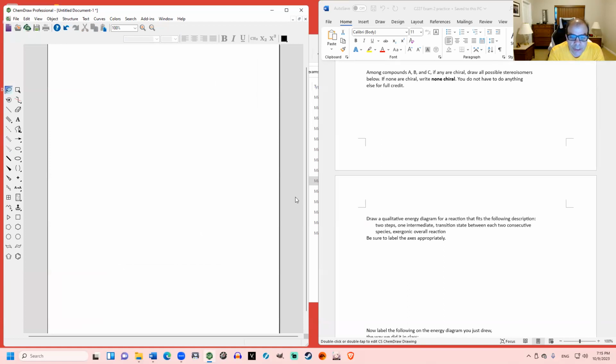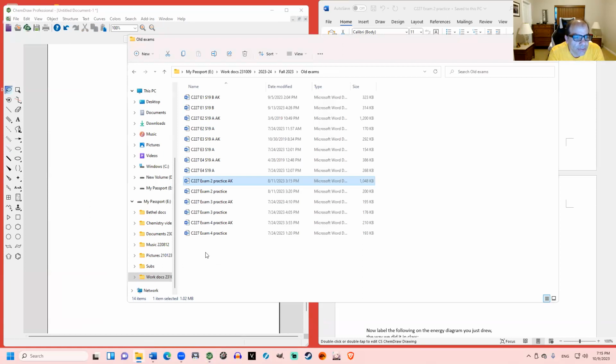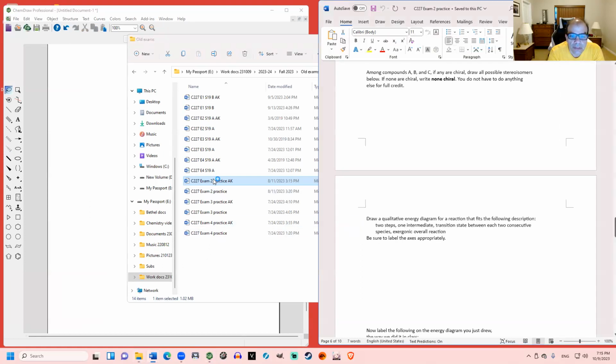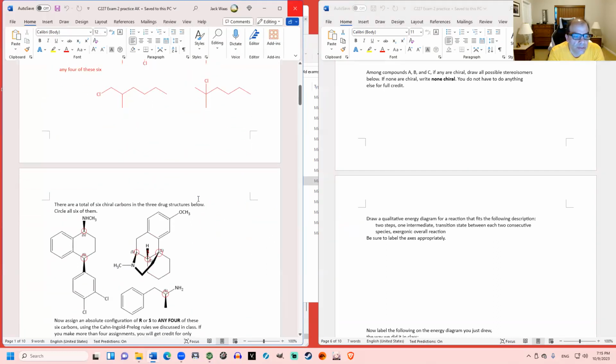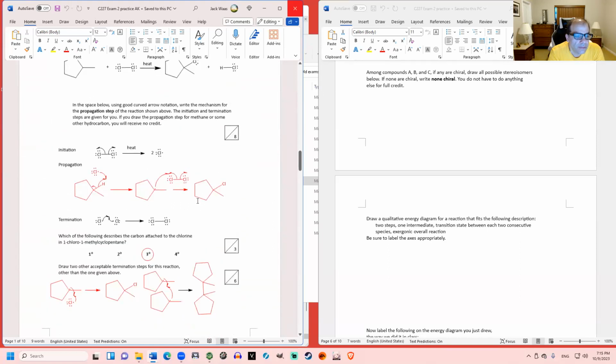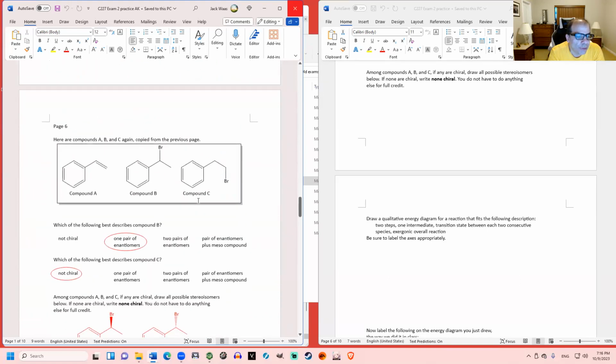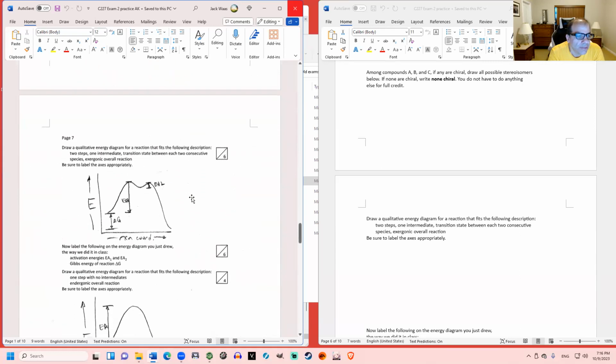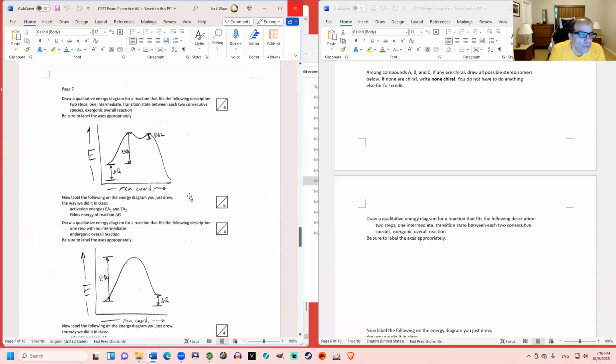Well, drawing energy diagrams in ChemDraw is very difficult. So I think I'll just rely on the answer key. Draw a qualitative energy diagram for a reaction that fits the following description. 2 steps, 1 intermediate, transition state between each 2 consecutive species, exergonic overall reaction.